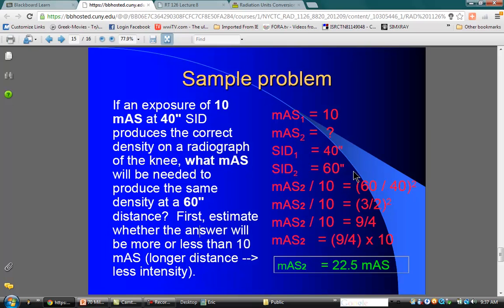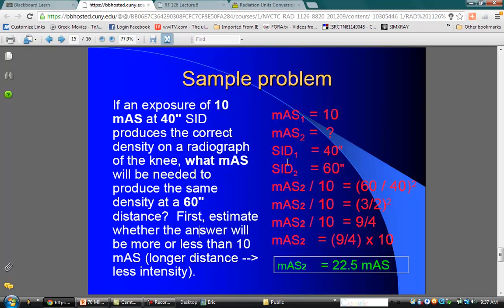So if you're going to increase the SID, our intensity is going to go down because now we're further away from the image receptor. So we should know at this point that we're going to have to use more mass than 10. And as you'll see later on, we are going to get a higher number. When you're taking an exam, this is really the first thing you should think of before you even do the calculation and plug in everything. You should at least be able to probably eliminate an answer or two just because the number is going in the wrong direction. Let's try this example.